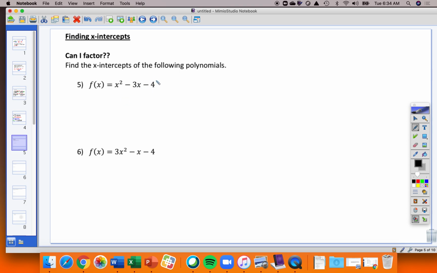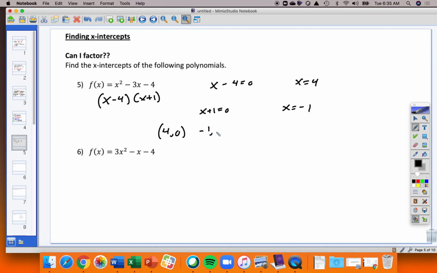Can I find values that multiply to -4 that add to -3? Sure. I get x minus 4 times x plus 1. I take each factor, I set it equal to 0, and I end up with x equals 4 and x equals negative 1. So I have two x-intercepts, (4, 0) and (negative 1, 0). Remember, x-intercepts are points. So there are my two x-intercepts.